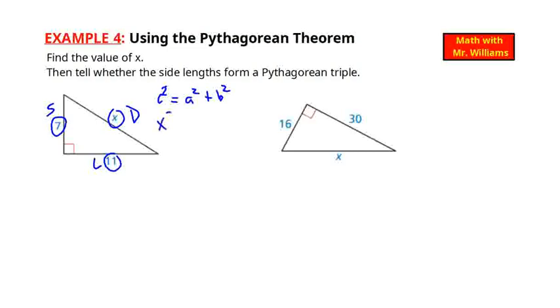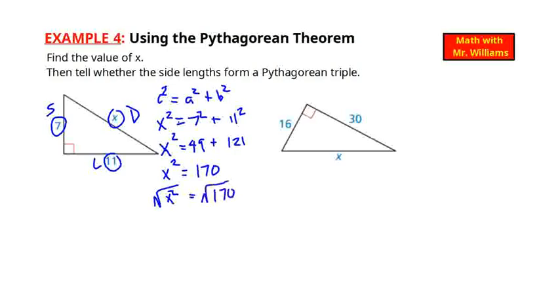C being the x, so x squared has to equal our short side, which is 7 squared, plus 11 squared. So x squared equals 7 times 7 is 49, plus 11 times 11 is 121. Now we add that up, giving x squared equals 170. Now we've got to square root both sides. Square root of x squared equals the square root of 170.